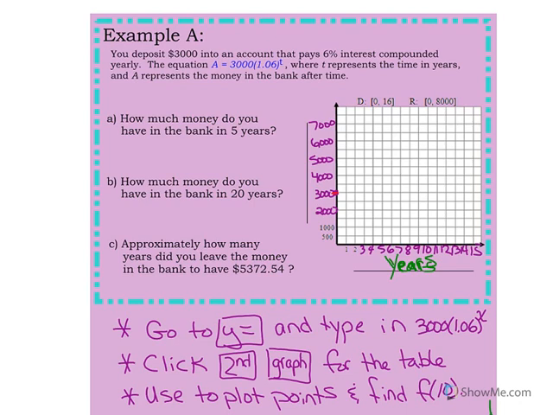So we only have 2 examples to guide ourselves through today. Here's our first example. I would like you to write the story in your notes, and then we will have the 3 questions here, as well as graphing. I would like all of this to be in your notes. It says you deposit $3,000 into an account that pays 6% interest compounded yearly. The equation is right here for us. The amount we have is equal to the initial $3,000 principal times 1.06 to the T power. The question is, how much money will we have in the bank after 5 years?